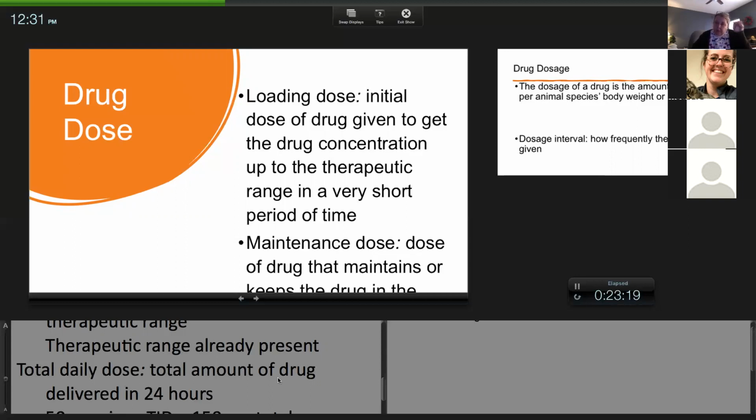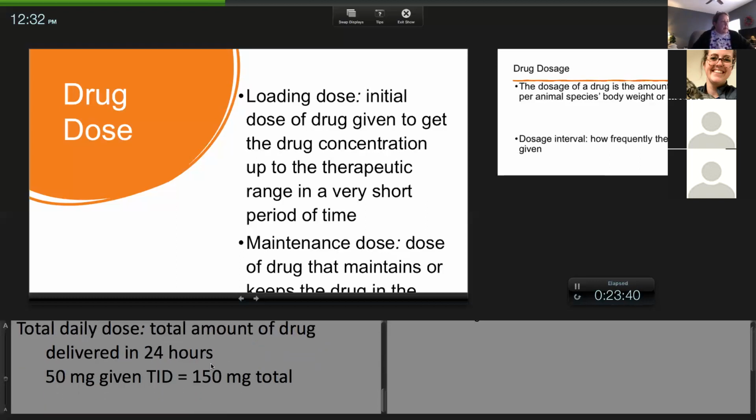We just now want to maintain it. So it's very rare, and you don't always do this with every drug. Sometimes you're just going to give a dose and then give it at an interval. But sometimes you'll do a loading dose to give a boost. I've seen it done sometimes with antibiotics, a lot with pain medications.